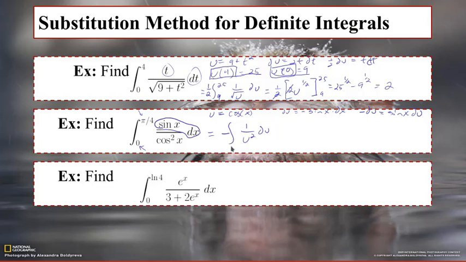But my bounds of integration, I'm just going to say this is u of 0 and u of pi over 4. Now I can integrate. This is negative, well, let's see, u to the negative 2, add 1, and then divide by the new power gives me this. u of 0 and u of pi over 4 are my bounds of integration.